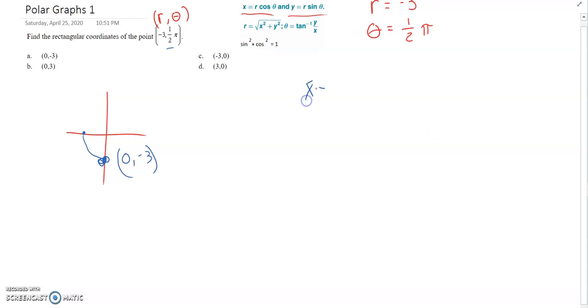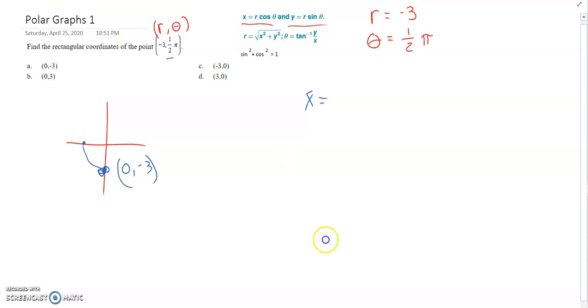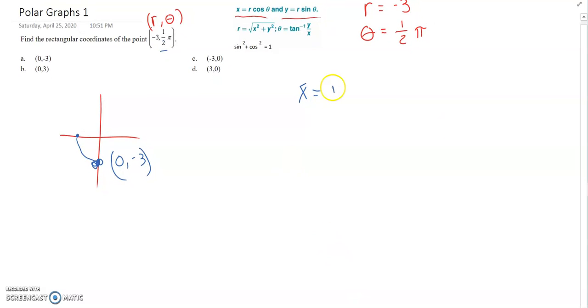So x equals r cosine theta. If we plug in -3 and our theta is 1/2 pi, we can plug that in our calculator, -3 cosine of 1/2 pi. We do get 0.